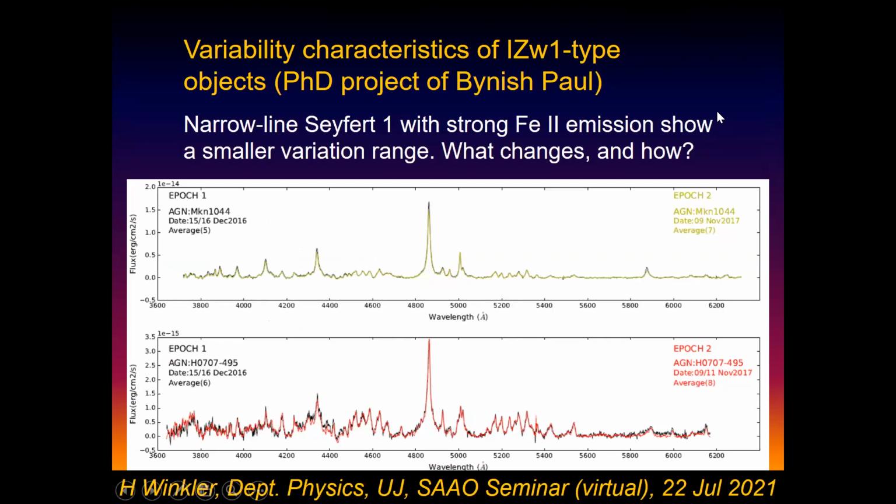Right, next thing I want to come to is, I've talked about AGN which change a lot, but there's others which actually don't. And it'd be very interesting to find out why that is the case. I mean, why is it that there's some AGN which literally just don't seem to do much at all? And this comes from Beinisch-Paul's PhD work. So these are two spectra. Okay, they are roughly a year apart. Same over here. And the two of them are put on top of each other.